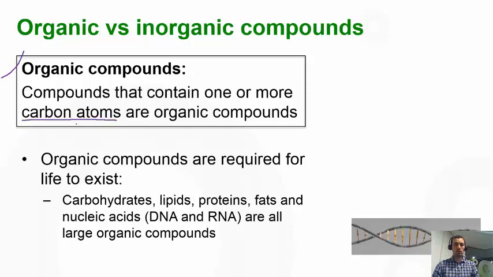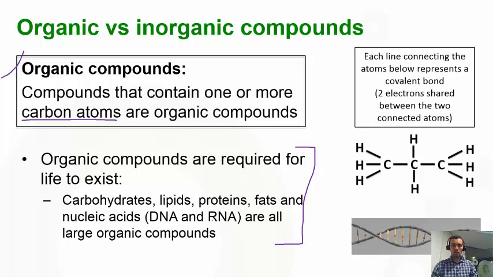You can see that in the definition here. Carbon atoms have to be present, so it can be one or it can be more than that. Why these organic compounds are so important is because we rely on them for life, essentially. Things like carbohydrates, lipids, proteins, fats, and our nucleic acids, our DNA and RNA, are all organic compounds. You might have heard the term carbon-based life form, and we are a carbon-based life form because all of these macromolecules that are essential to life contain carbon atoms.